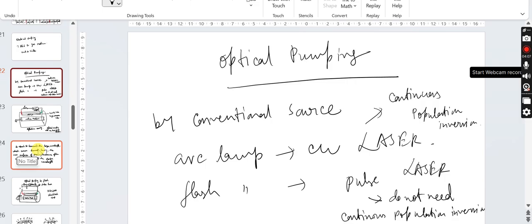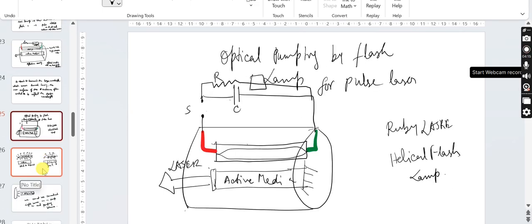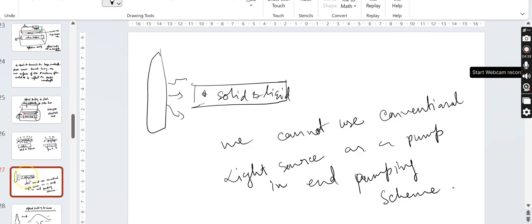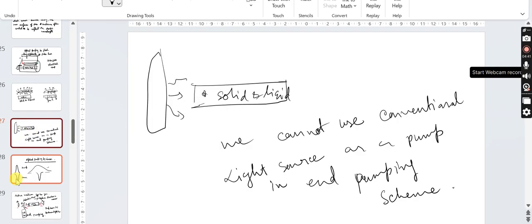Optical pumping can be done using a conventional source and also using a laser. In the conventional source, we have seen that the pumping alignment can be done by side pumping or end pumping. For solid and liquid media, using the conventional source is okay. But for gaseous medium, if you use the conventional source, you are not going to get any lasing action.